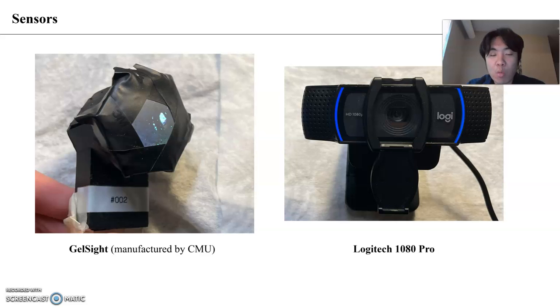To achieve our goal, we retrieve touch information using GelSight, a specially designed tactile sensor, to learn the material properties of objects. We combine it with visual information captured by a Logitech Pro camera. The GelSight is manufactured by Carnegie Mellon University. It has a soft contact interface and provides high-resolution tactile images of contact geometry as well as contact force and slip conditions. With these two sensors, we made three contributions.